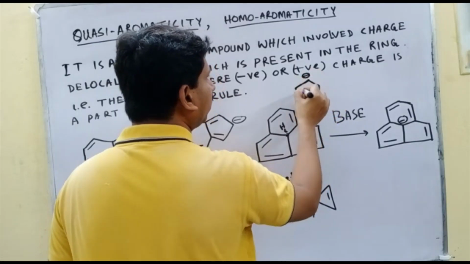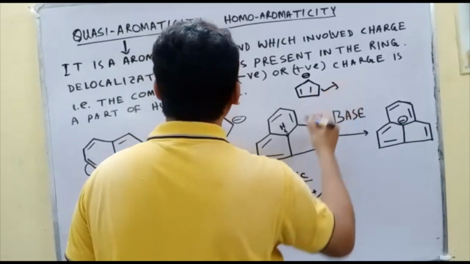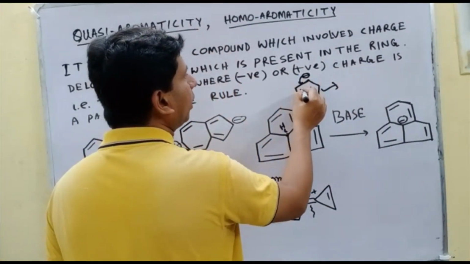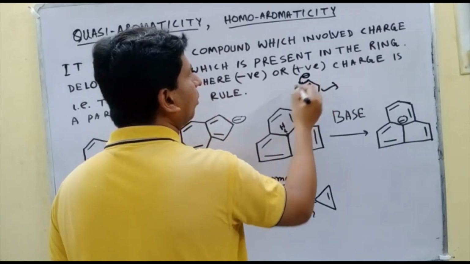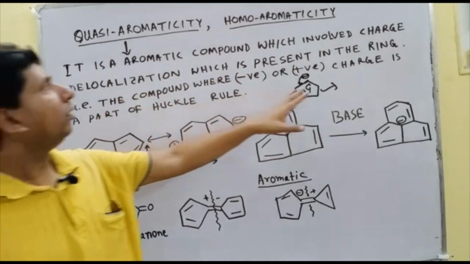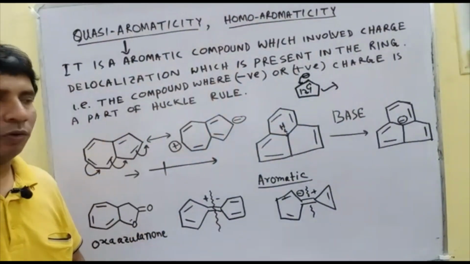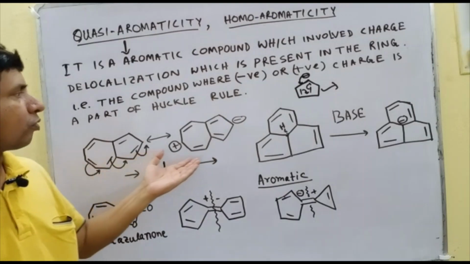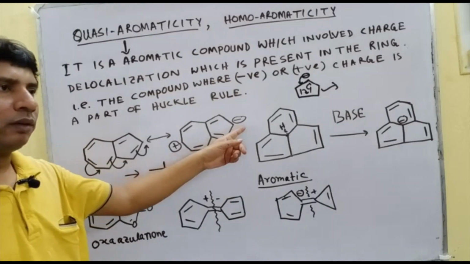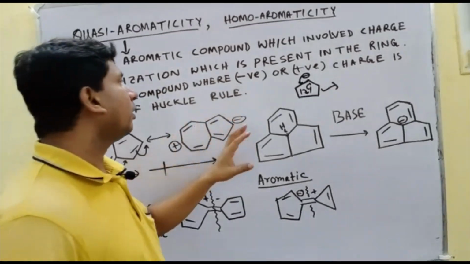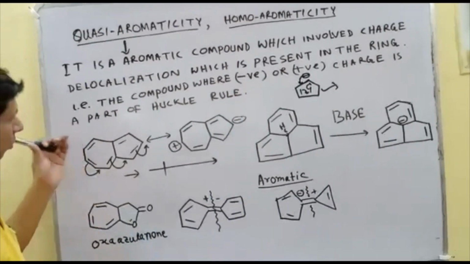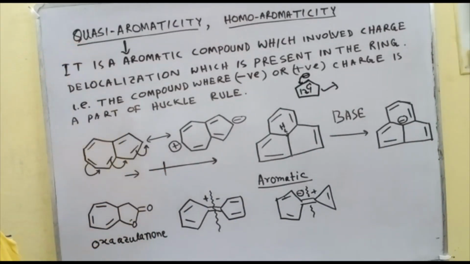it is negative, so this is a quasi aromatic compound because this negative charge can be delocalized in this way, okay. So this is a quasi aromatic compound. This compound is also a quasi aromatic compound because this positive and negative charge can be delocalized, okay. So this is also a quasi aromatic compound.